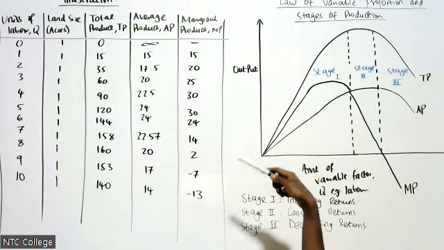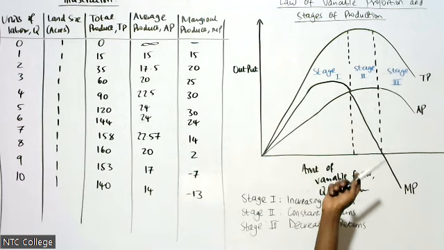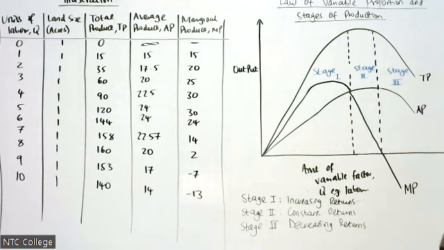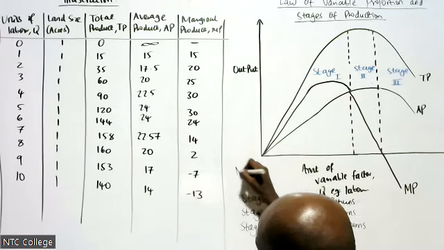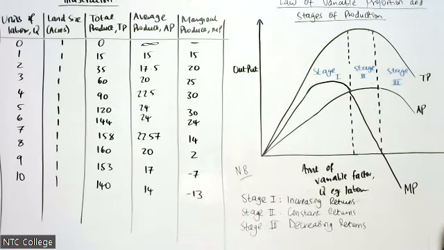What you have as -7, -13 is manifested by this point that is below the output level. Before we get to explain, I want someone to tell us: if you were a producer facing such a production scenario, what stage do you think is generally the best for a producer to be at? What is the best stage of production? Anyone?